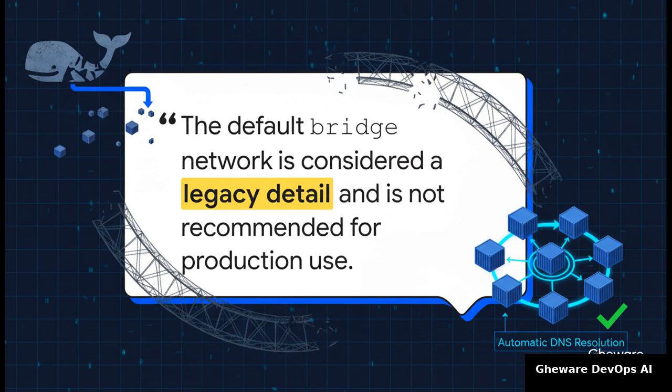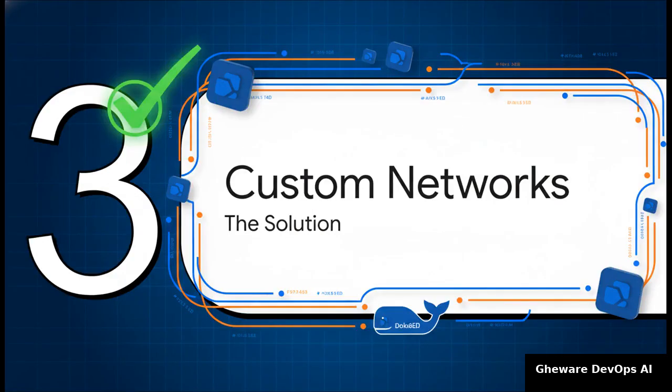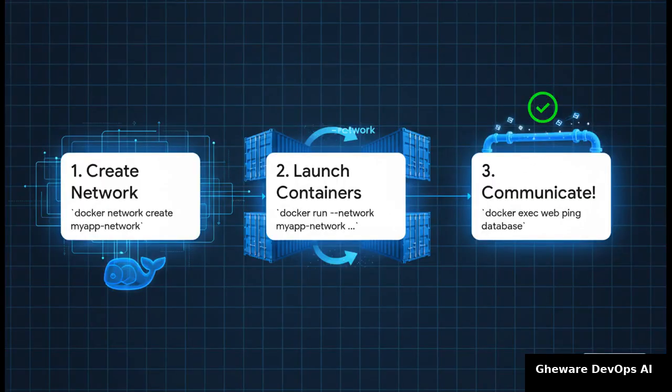Because it's missing the single most important feature you need for a multi-container app: automatic service discovery, or DNS. So, if the default network is our villain, then who's the hero? Well, let me introduce you to the user-defined custom bridge network. This is the answer to all our problems, and you won't believe how easy it is to use. The solution is just three ridiculously simple steps.